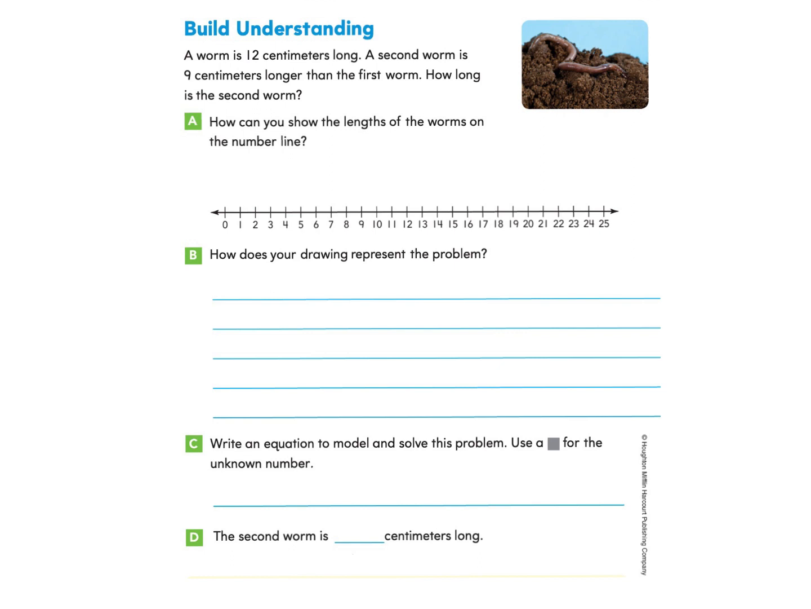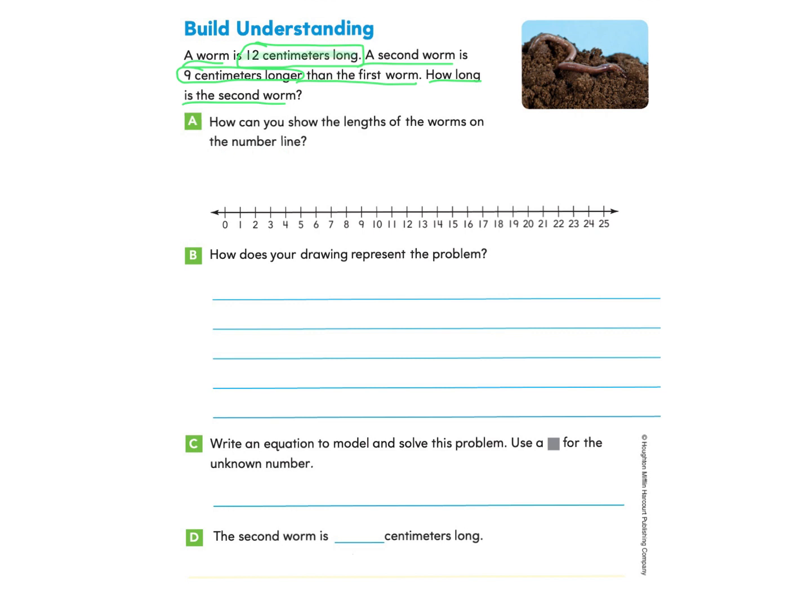We will start under Build Understanding. A worm is 12 centimeters long. A second worm is 9 centimeters longer than the first worm. How long is the second worm? Let's look at part A. How can you show the lengths of the worms on the number line?